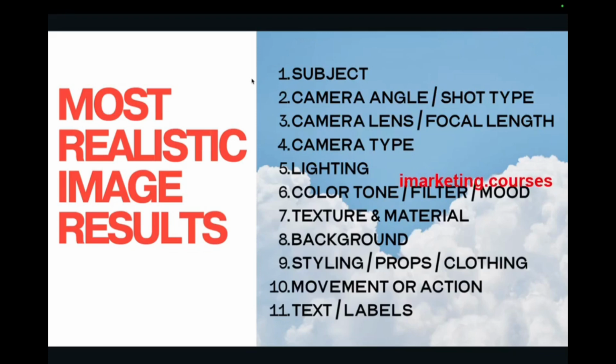Texture. Texture is so important because then we will get a more realistic look. So it can be smooth, rough, glossy, glass, metal, soft, fabric. Here is an example: glossy lips with dewy skin texture. Background: if you want nature, studio, marble, blurred, whatever. Example: minimalist beige background with soft blur. Styling, of course. What are they wearing, holding, surrounded by? Example: wearing a white linen shirt, holding a lip tint tube with lemon slices around.